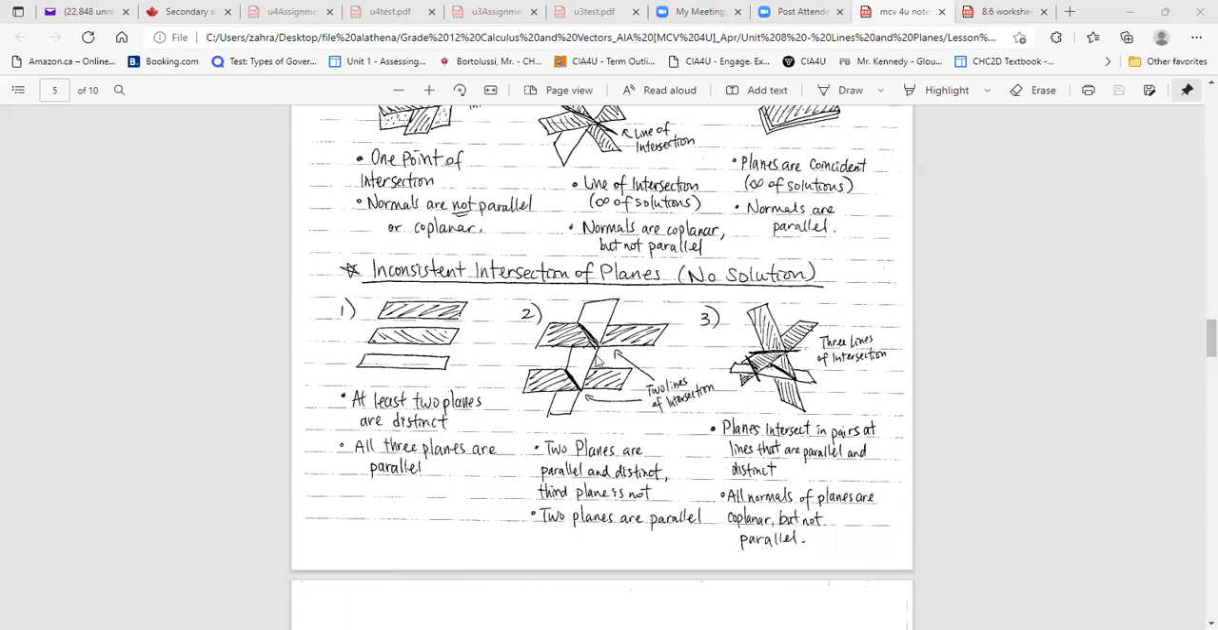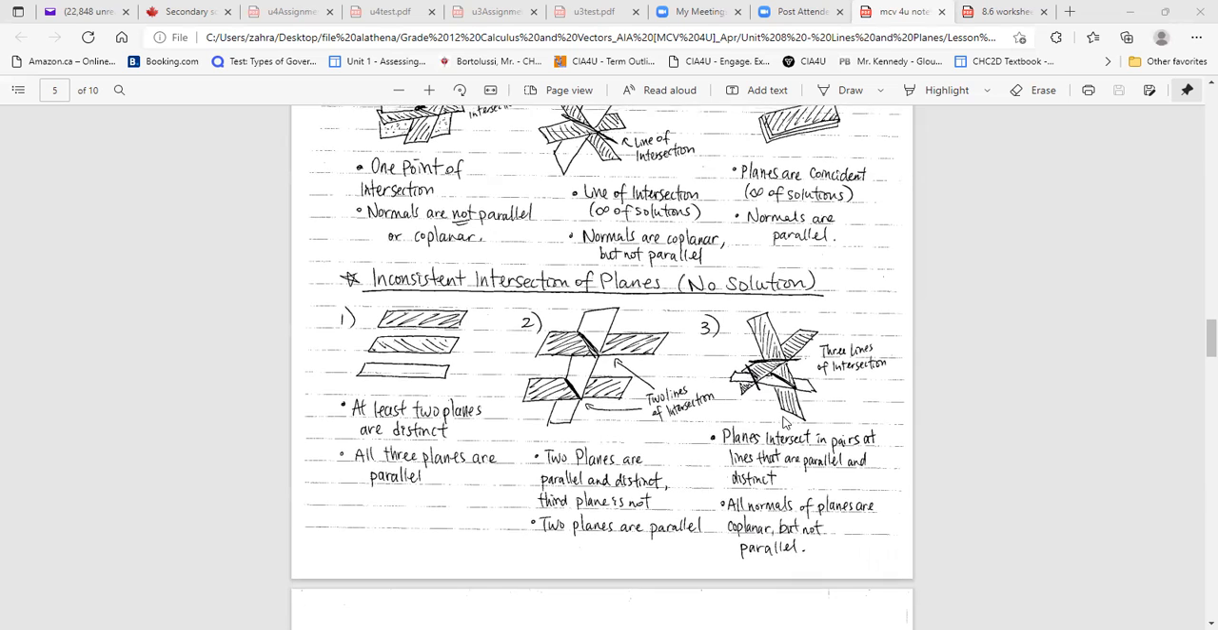This and this have a common line, this and this have a common line, but all 3 of them together have no common point at the same time. In this one, 2 by 2, they have a line of intersection. So overall, we don't have any point in common for all 3 of them. Here, all normals are coplanar, but not parallel.